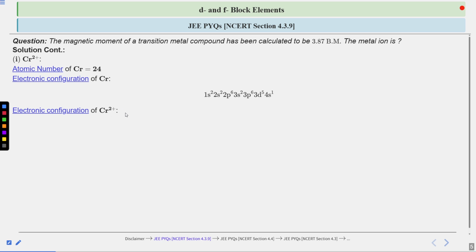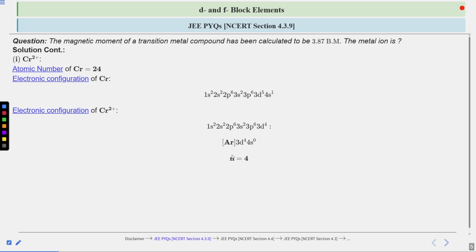So the electronic configuration of chromium 2 positive, because we have been given the option as chromium 2 positive. So 2 positive means 2 electrons will be removed from its outermost shell, that is 1 from 4s1 and 1 from 3d5. So the chromium 2 positive configuration becomes 1s2, 2s2, 2p6, 3s2, 3p6, 3d4. The d orbital will now contain only 4 electrons. That means this configuration can also be written as argon 3d4, 4s0, because other than this 3d4, the stable configuration is of the noble gas argon. So it can be written as argon 3d4, 4s0.